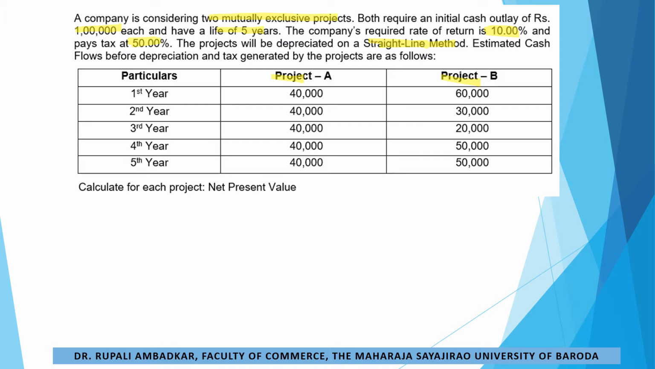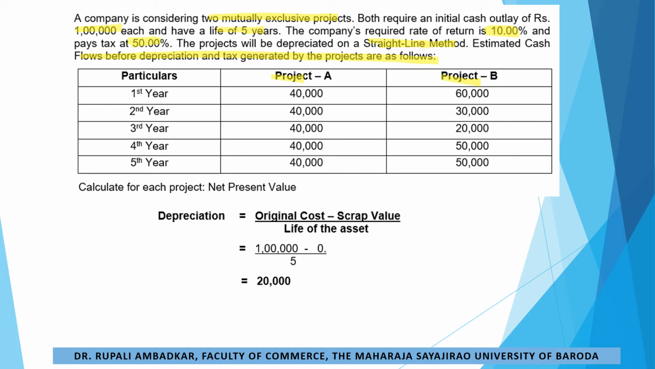The estimated cash flows before depreciation and tax are given here. Remember that if net cash flows after taxes are given, there is no need of any adjustment. But because we have been given estimated cash flows before depreciation and tax, we need to make some adjustment. So the first thing is we can calculate depreciation. Our original cost is 1 lakh. No scrap value is given, and the life of the asset is 5 years. So we have a depreciation on the basis of the straight line method of 20,000 per year.